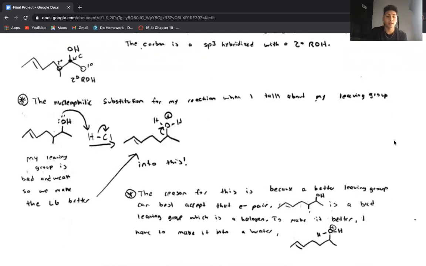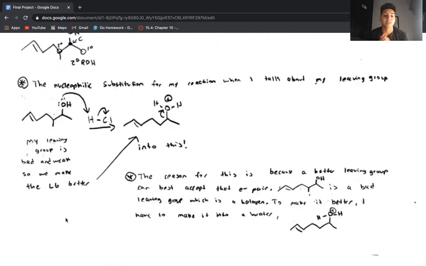In the nucleophilic substitution of my reaction, I talk about my leaving group. My leaving group is bad in this reaction. So the first thing we do is make the leaving group better. Why do we make it better? The reason is that a better leaving group can best accept the electron pair. This structure is a bad leaving group, which is a halogen. To make it better, I have to make it into water, which I do right here, making it a better leaving group than this.